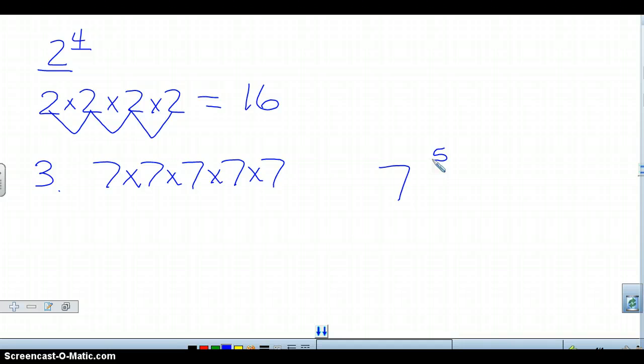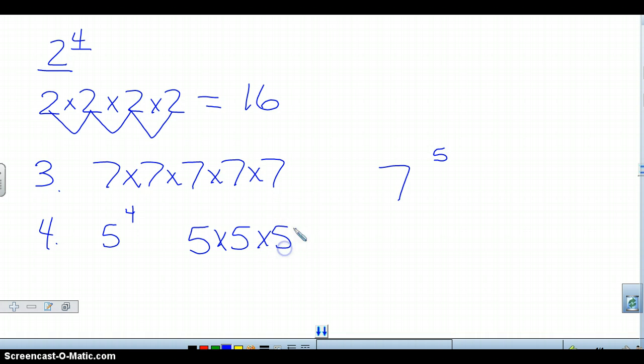And the last one, number 4, write 5 to the 4th in expanded form and standard form. So we have to stretch it out and expand it, and we have to find the actual answer. It's 5 to the 4th. So 5 is my base, and it's a factor 4 times. I need to list it 4 times. 1, 2, 3, 4. And since they want standard form also, I need to find the actual answer. So that's what we need to do.